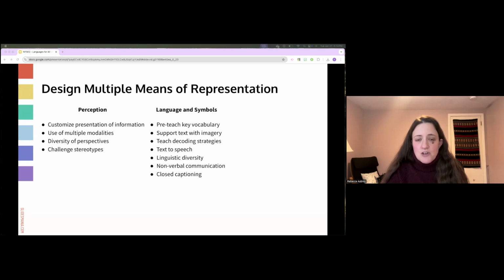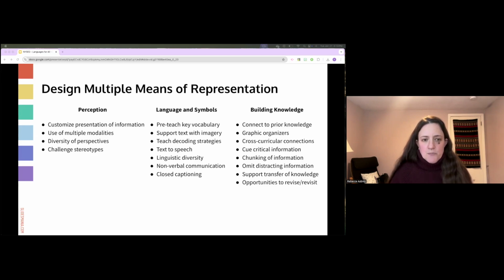Supporting text with imagery, we know, is such an essential strategy for making target language comprehensible for students, as well as teaching decoding strategies. We'll talk about some options for text-to-speech today. I think as language educators, and I can speak from the Spanish teacher perspective, looking even just at linguistic diversity within the languages that we teach, there's so much diversity in the Spanish language. You could have lengthy conversations about all the different ways to say popcorn or to say chin or to refer to a jacket, or how a word might mean something very innocuous in one Spanish speaking culture and could be a slur in another Spanish speaking culture. And also the role of nonverbal communication is important.